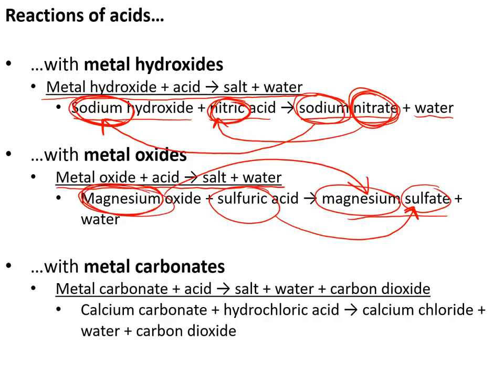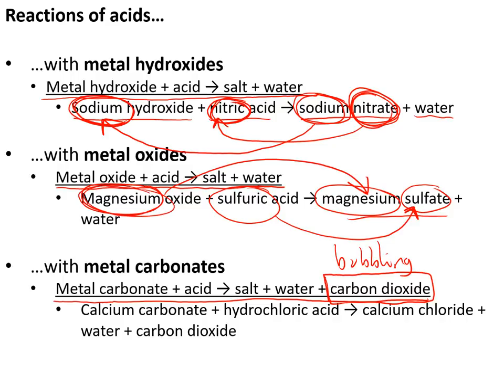And the last reaction we need is the reaction with metal carbonates. A metal carbonate plus acid makes salt plus water plus carbon dioxide, and that's important. With carbonates, because we're making a gas, we'll see the reaction bubbling really vigorously as well. In this example, we've got calcium carbonate plus hydrochloric acid making calcium chloride plus water plus carbon dioxide. And again, note where the name is coming from.